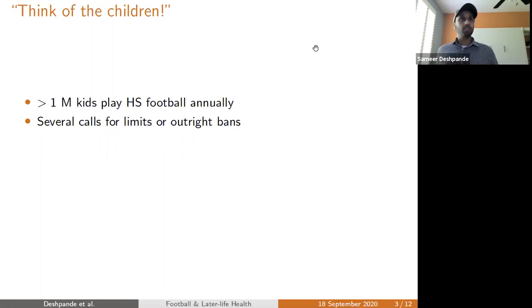So I know Massachusetts last year was considering banning youth tackle football under, I think, before grade 7. And this, unsurprisingly, has prompted a pretty big debate.